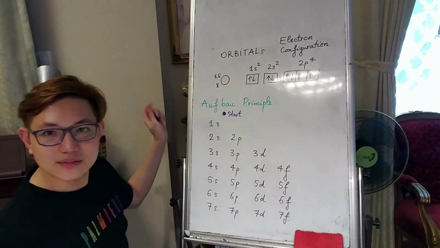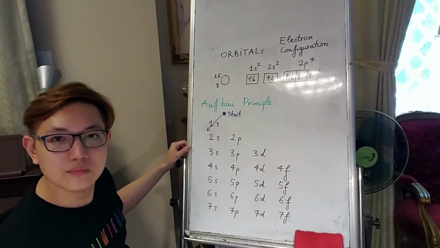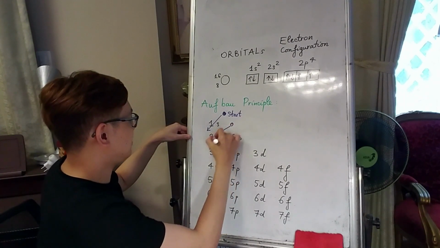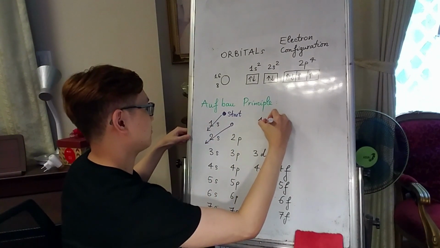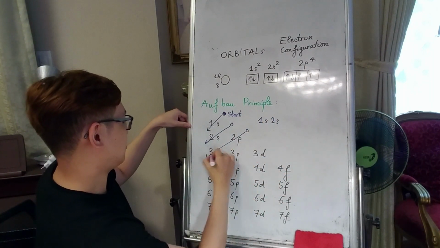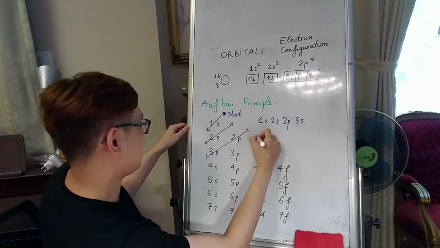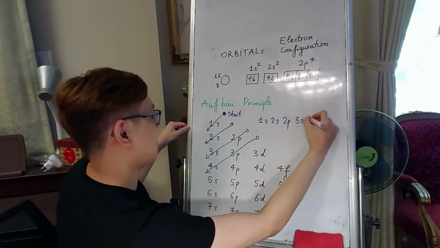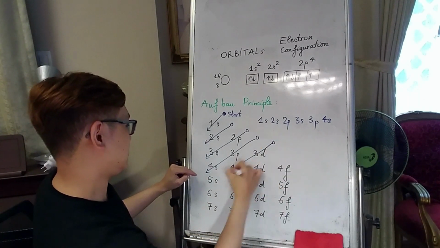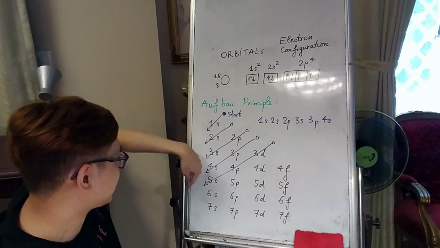So this is where we start, and we go down like this. First you start with 1s, and then you go to 2s. 1s, you go down to 2s, and then 2p, 3s, and then 3p, 4s. And then it's just gonna start from here and go slowly in an oblique fashion.